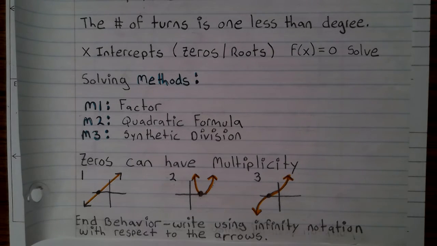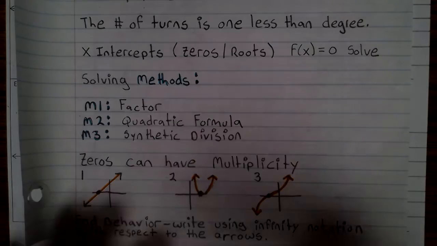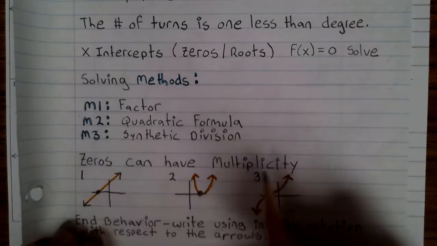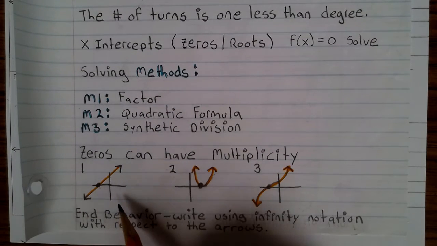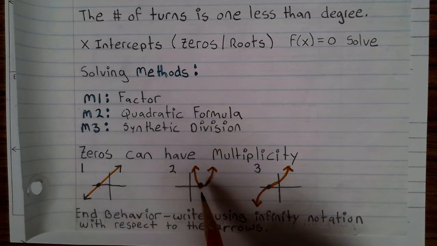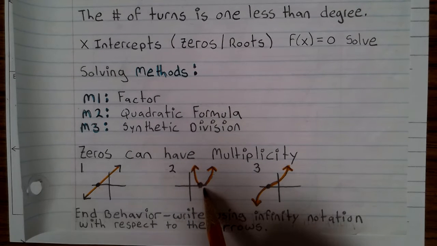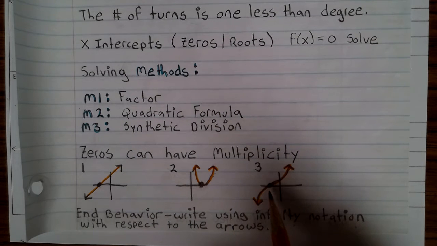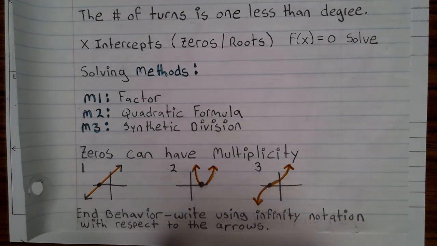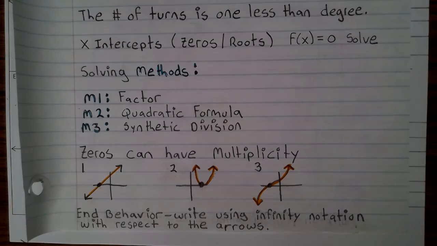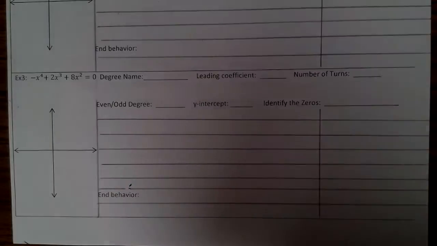Zeros can have multiplicity. When it crosses once, it's a multiplicity of 1. When it touches twice, it's a multiplicity of 2. When it crosses once, it's a multiplicity of 1. Okay, and end behavior. Write using infinity notation with respect to the arrows. All right, if you would, complete your notes. Now your notes are complete, let's take a look at the examples.